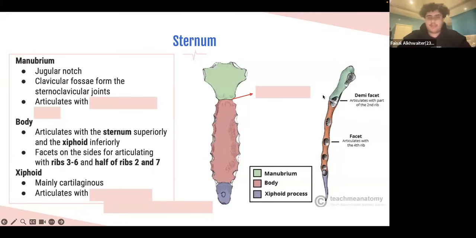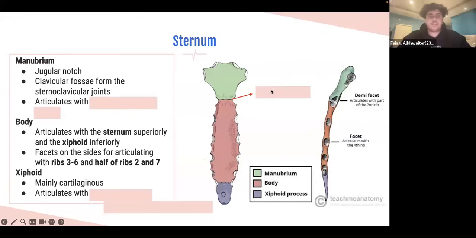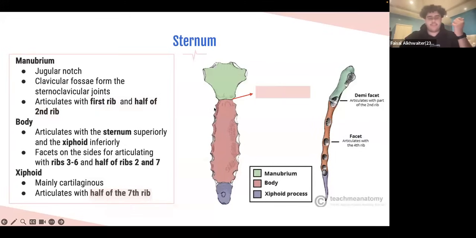Can somebody tell me what this joint is, or its clinically significant famous name? The angle of Louis. Yes, it is the sternal angle, or the angle of Louis. It's highly significant clinically because it provides the placement from which we can count the ribs. And then you've got the body, where we can count ribs 3 through 6. And the xiphoid, which is mainly cartilaginous, articulates with half of the 7th rib.